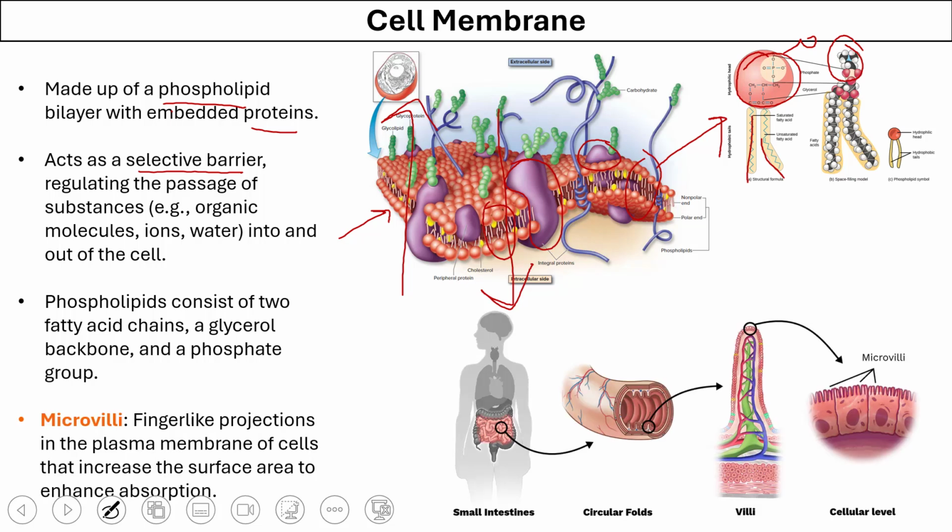We also talked about microvilli, which are the extension of plasma membrane. So you can see here in the wall of intestinal lining, the cells usually have these projections called microvilli for increasing the surface area for absorption.